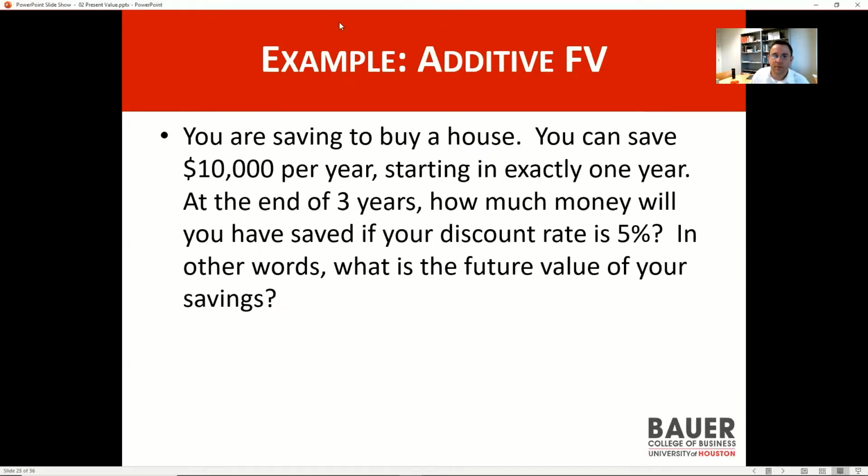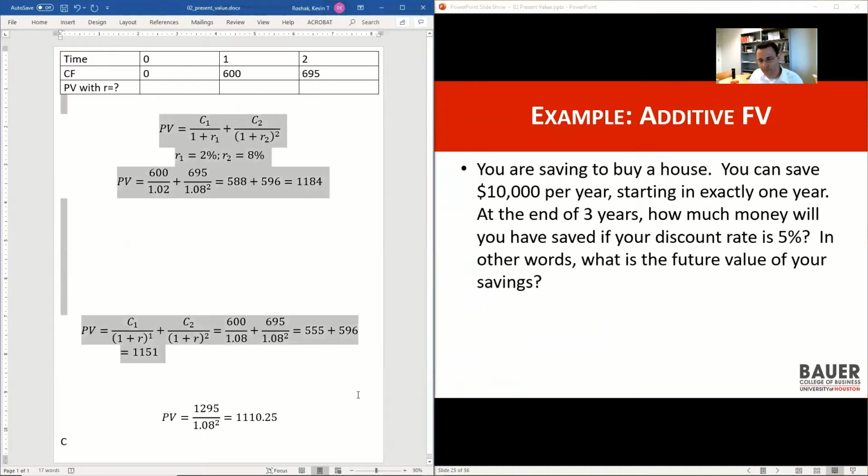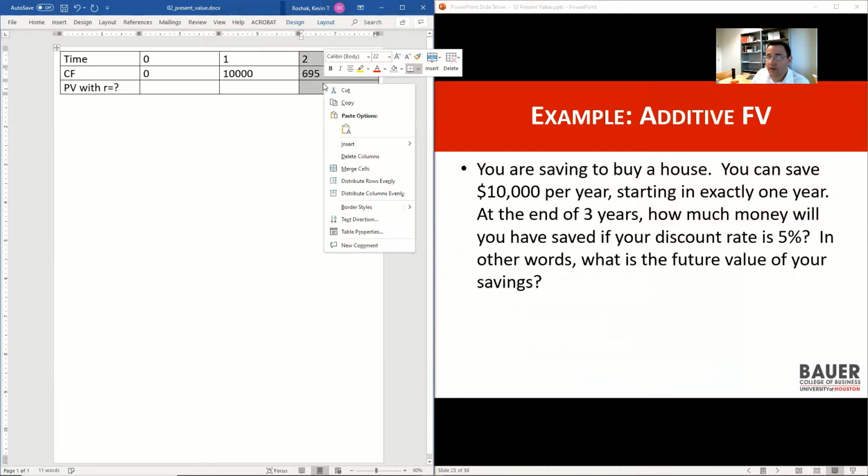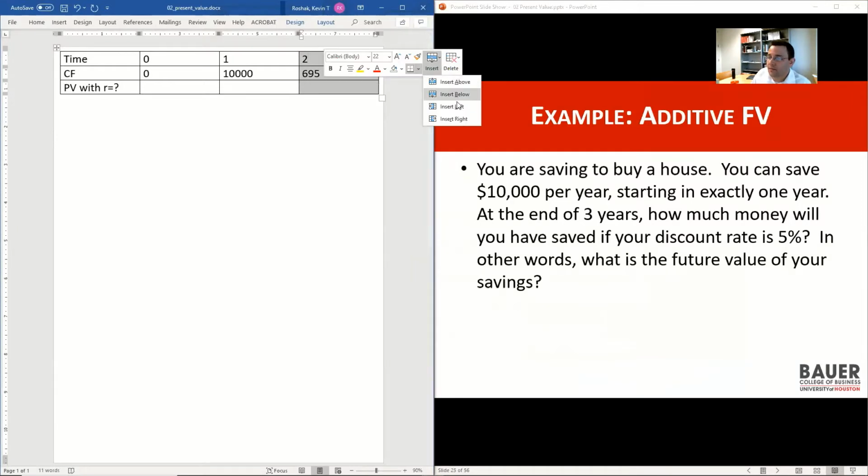So let's do some examples with future value, to make sure that we're comfortable with those mechanics. In this case, you're saving to buy a house. You're going to save $10,000 per year starting in 1 year. So at time 1, you're going to save $10,000. And you're going to do that for 3 years. You want to know at the end of 3 years of doing this, how much money are you going to have so that you can make a down payment on a house? So I'm going to add a column to the right here.